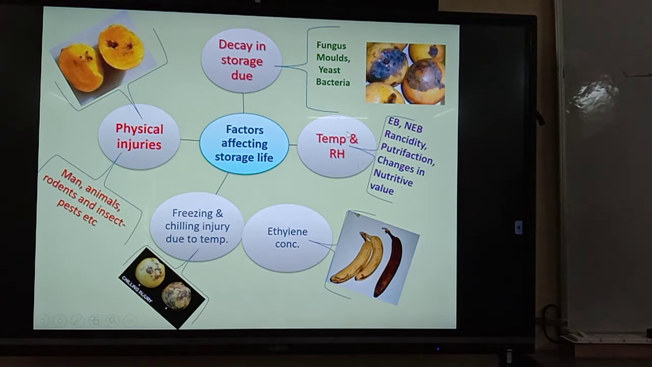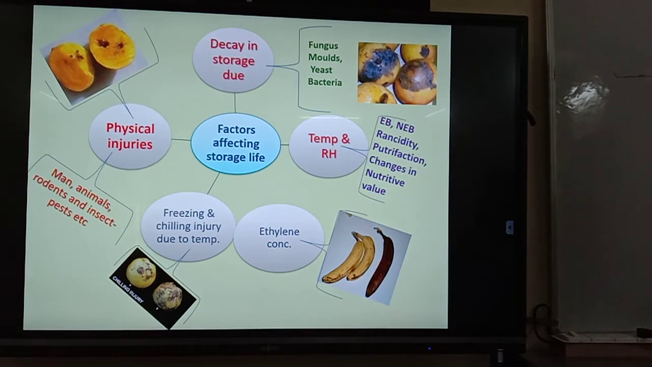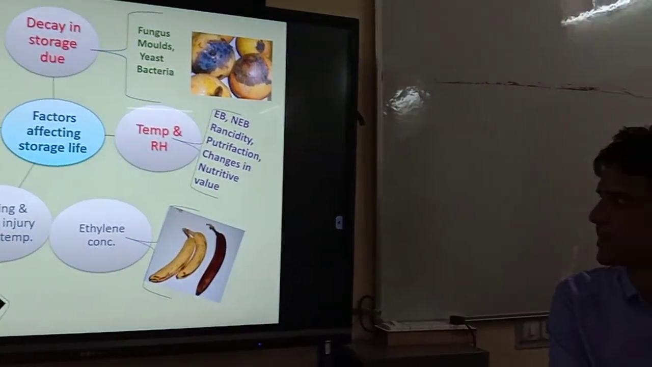Another thing is the temperature and relative humidity. If the temperature is high and the relative humidity is low, both are not congenial for storing the fruits and vegetables for a longer duration. So the temperature during storage should be low, between 0 to 10 degrees centigrade. And if the temperature is too low, below 0 degrees centigrade, it may also be detrimental for some of the crops, not all, especially mango and banana, which may suffer chilling and freezing injury.